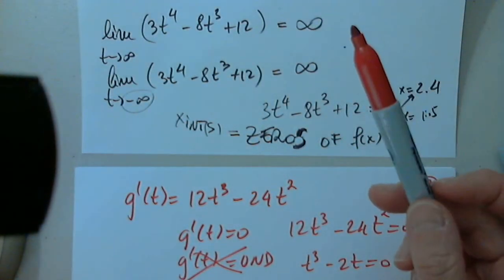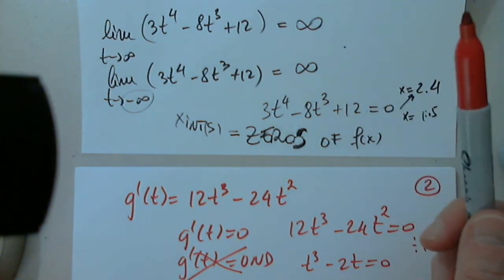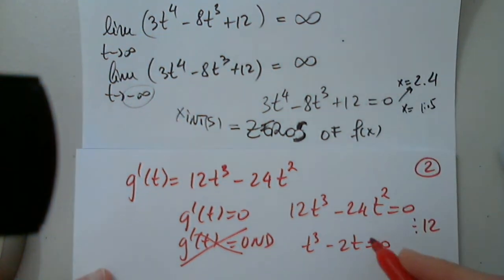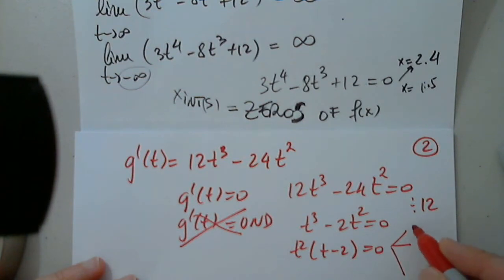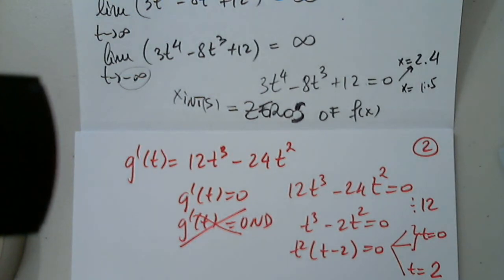So 12t to the third minus 24t squared, okay? So then I will factor out t squared and I have t minus 2 equals 0. Yes, I do have 3 solutions, but 2 of them are 0 and the other one is 2. Any questions so far?